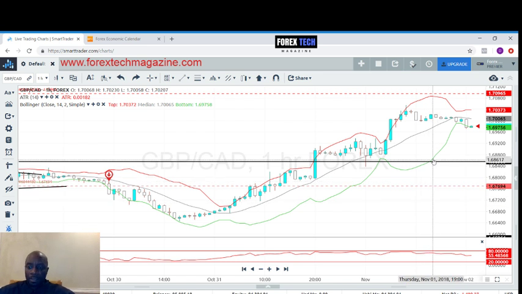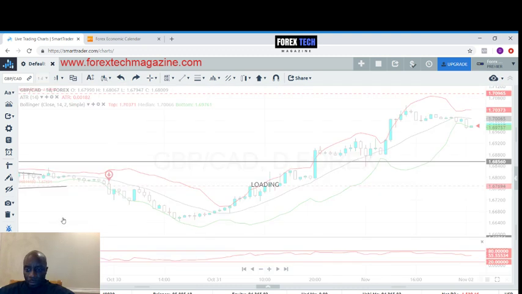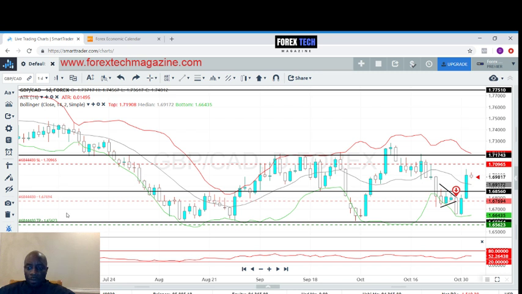We'll at least come back down to this area of, what's the area of support or resistance right there? The support and the resistance. Yeah, the area of support. We'll come back to at least the area of support. So I don't know. I'm going to look at it and see.